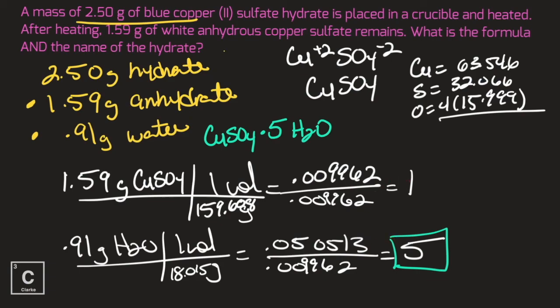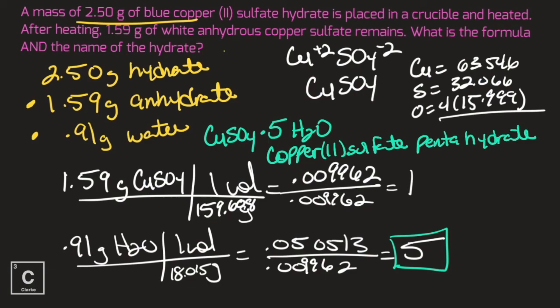Let's talk about how to name that. So CuSO4, that is copper sulfate. So we're going to write that, copper 2 sulfate. Let me not forget that. But we do have to name that 5 in the water. Penta, 5 is penta, and then we call that hydrate. Copper 2 sulfate pentahydrate. These in green are the answers.